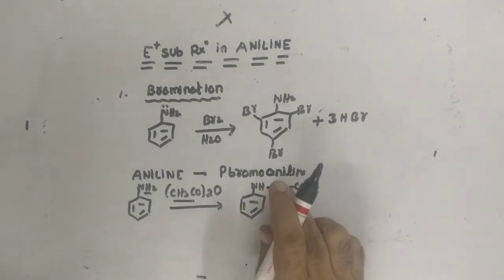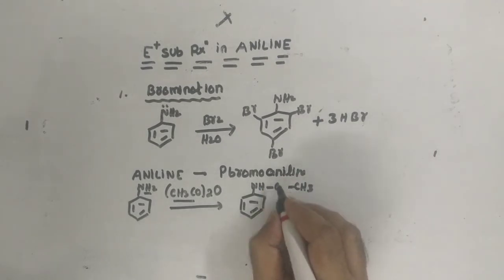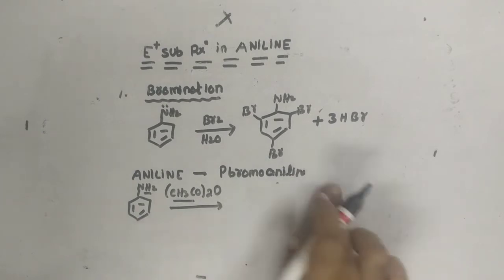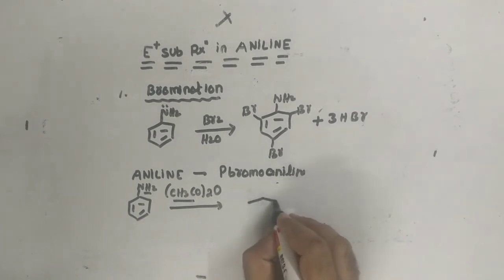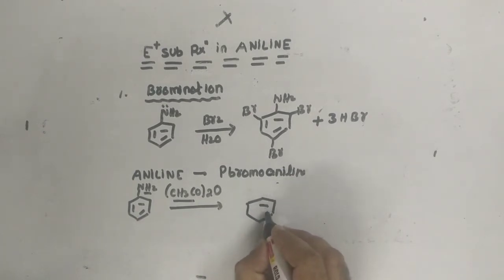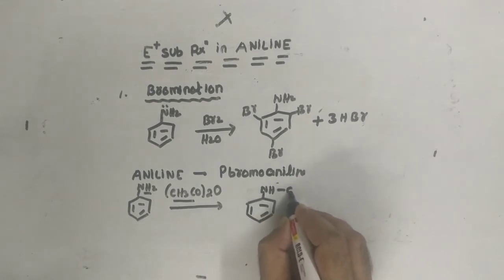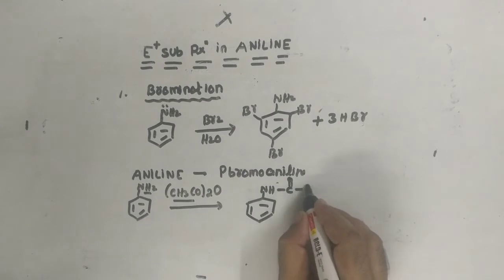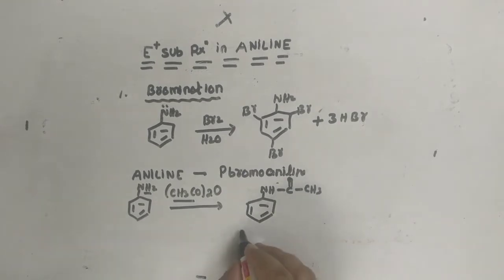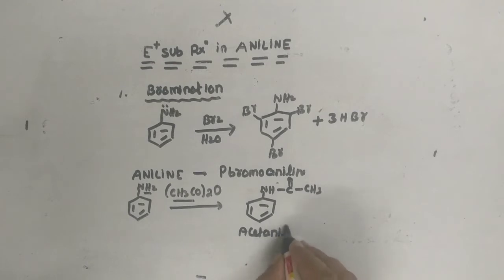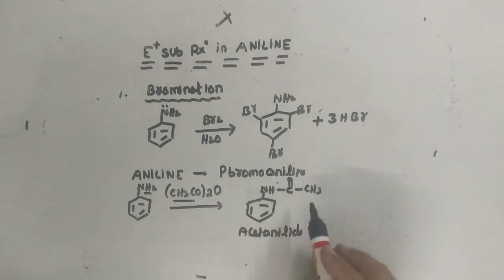So we can show this like this, with a double bond, or we can write it below so that it is visible. So we get acetylated aniline. The hydrogen will be replaced by the COCH3 group. This compound is called acetanilide. This is called acetanilide, which is a common name. The IUPAC name will be N-phenyl ethanamide. N-phenyl ethanamide.